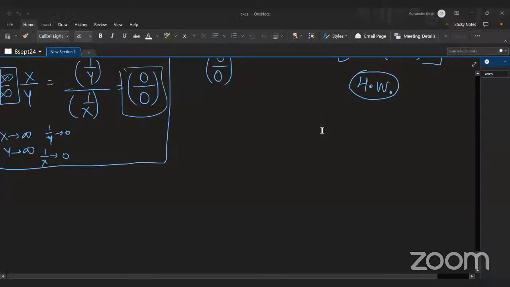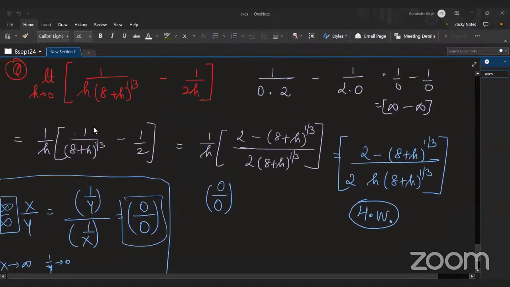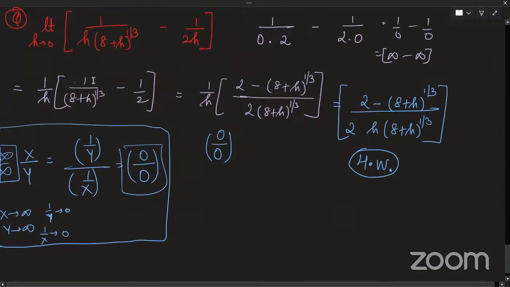I hope my screen is visible now. This was the question: 1 by h, 1 by (8 plus h) raised to 1 by 3 minus 1 by 2h. And obviously it was a 1 by 0 minus 1 by 0 case.